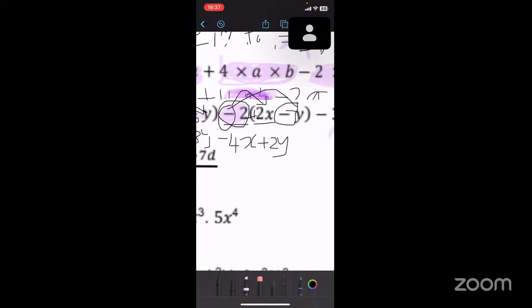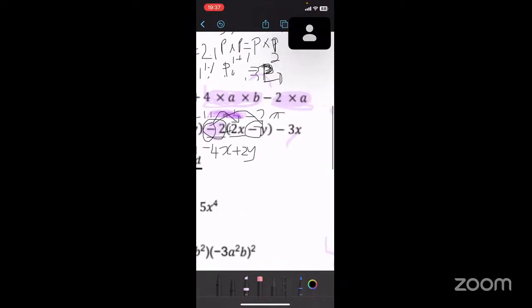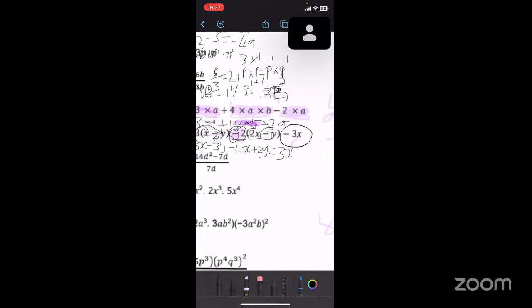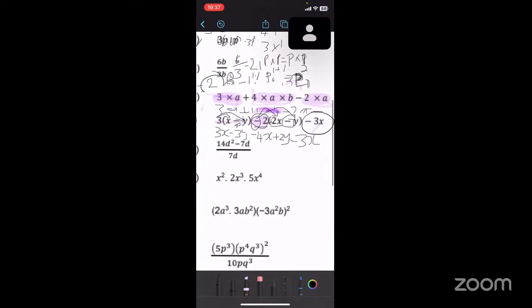Okay, that's good. Now let's look at the last one over here. The last friend doesn't have anybody. He's lonely. Then that means we're just going to write him over there as he is because it doesn't need to multiply with anything. Now we have 3x minus 3y minus 4x plus 2y minus 3x.